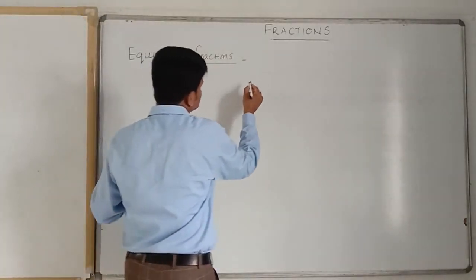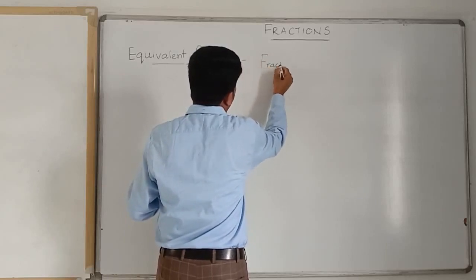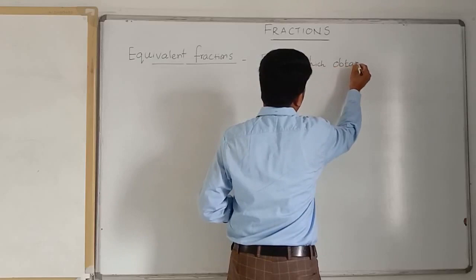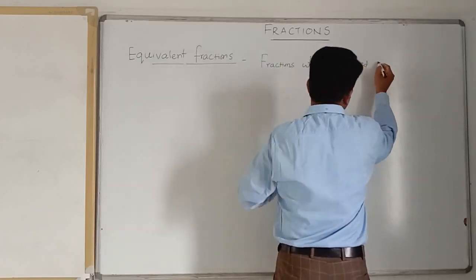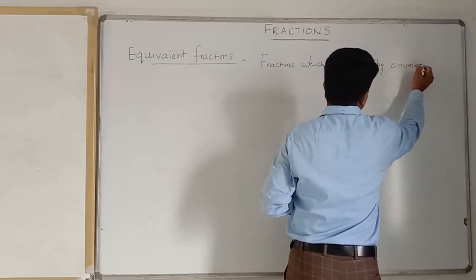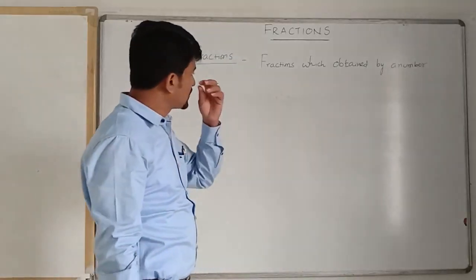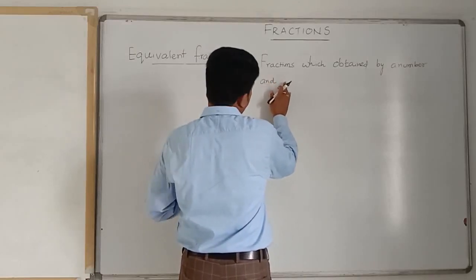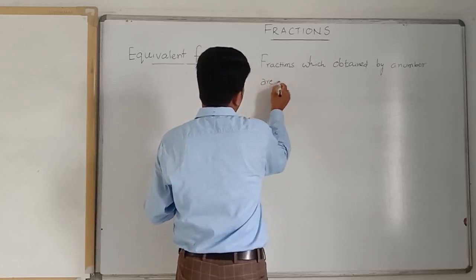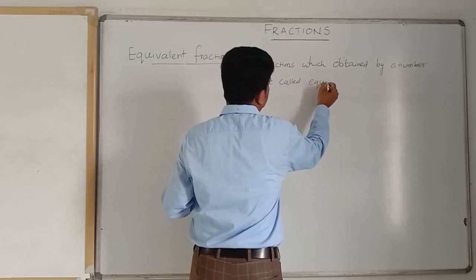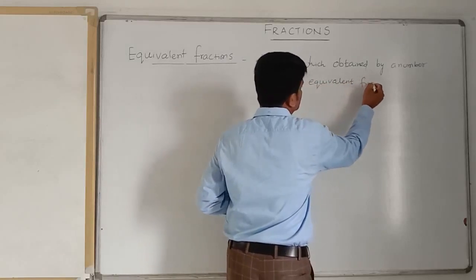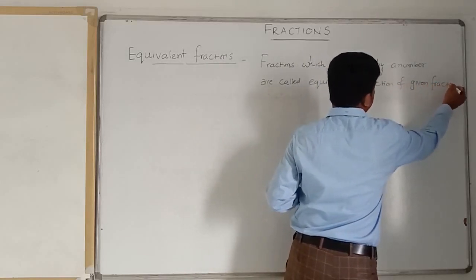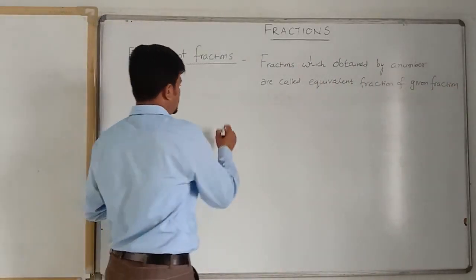So now write the definition. Fractions which are obtained by multiplying by a number are called equivalent fractions of the given fraction. Got it, children? Example, let me tell you an example.